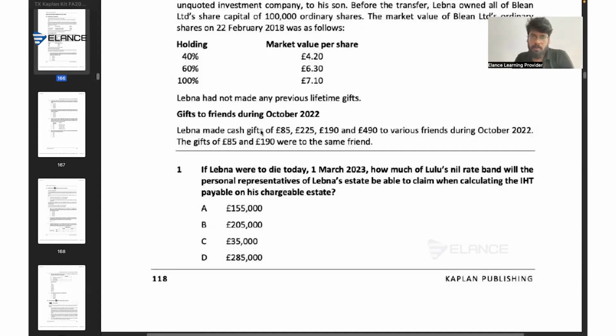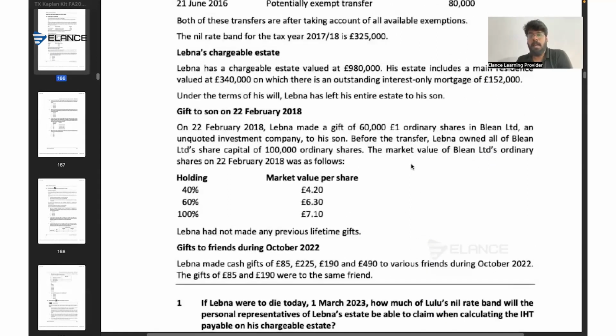Okay, so here in the first requirement they are testing the amount of nil rate band spouses can transfer between each other. The unused nil rate band spouses can transfer. The normal nil rate band and also the residence nil rate band, both nil rate bands at the time of death of the first partner. If there are any unused nil rate bands available, even if it is normal or residential, that unused nil rate band can transfer to the living partner.